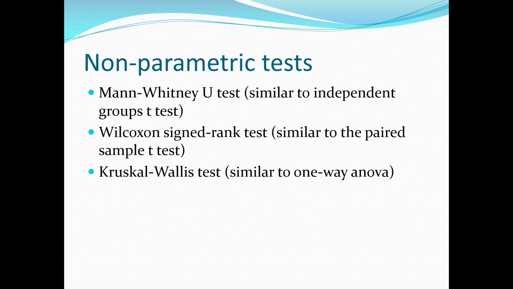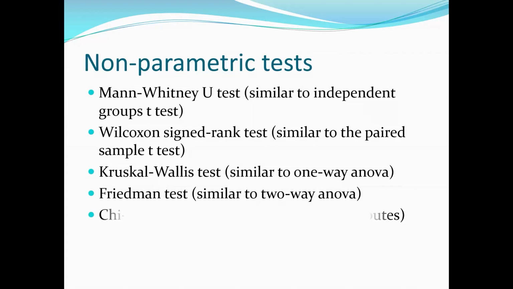Kruskal-Wallis test. That is the alternative for one-way ANOVA. Friedman test is the alternative for two-way ANOVA.